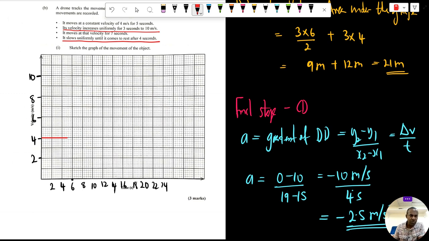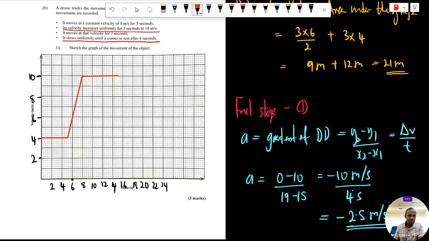And then it's going to move from there to 10 meters per second in a further 3 seconds. So that's going to go up until about 8. So we're going to go up to 10 and it's going to stop at, say, 8. So 3 seconds, right? Up to 8 seconds. Good. And then from there, it's going to move at that velocity for 7 seconds. So over onto 15. So 15 will be midway between 14 and 16. So about there, right there.